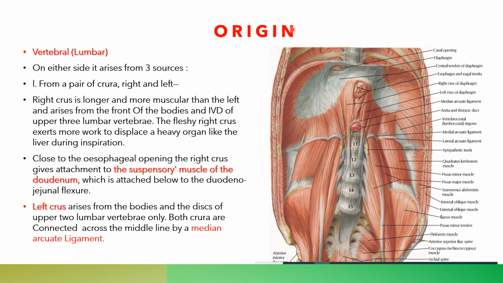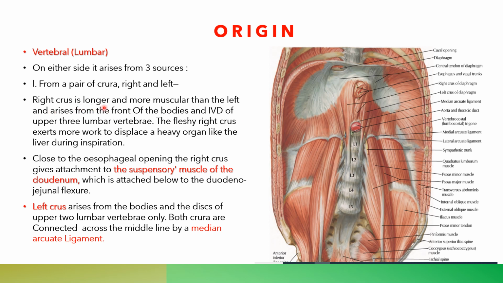In the previous slide, we discussed the sternal and the costal origin of the diaphragm. Now let us see the vertebral or the lumbar origin of the diaphragm. This is very important. So we can make out here, these are the vertebral bodies, right? And we can also see the intervertebral discs. So the lumbar or the vertebral origin of the diaphragm on either side arises from three sources. Number one source, from a pair of crura, right and left. Let us see. So this is the right crus of the diaphragm and this is the left crus of the diaphragm. Remember this.